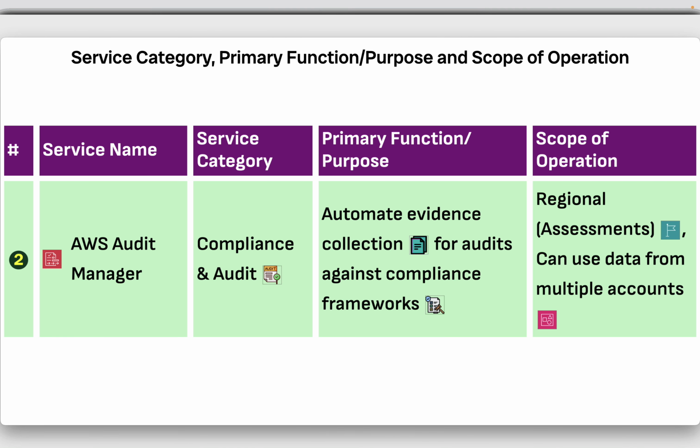Next, we have AWS Audit Manager. It belongs to the compliance and audit category. The primary function or the purpose is to automate evidence collection for audits against compliance frameworks. And the scope of operation is regional. It is regional assessments. It can use data from multiple AWS accounts.